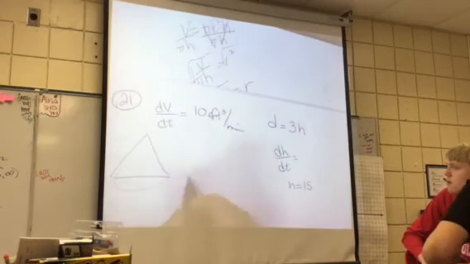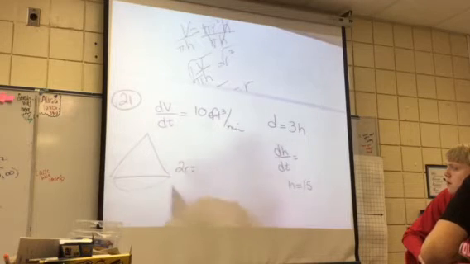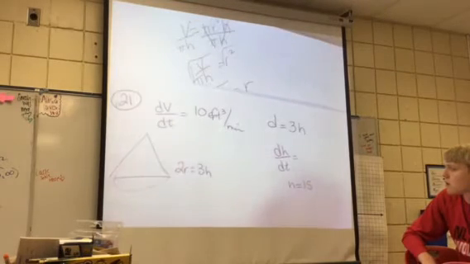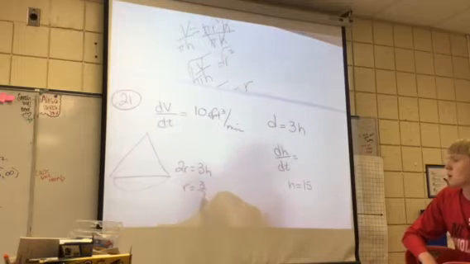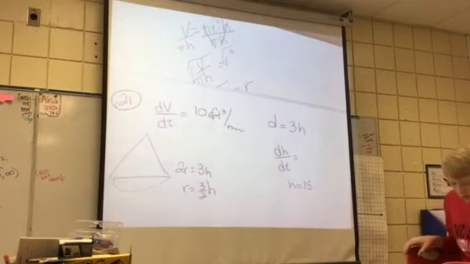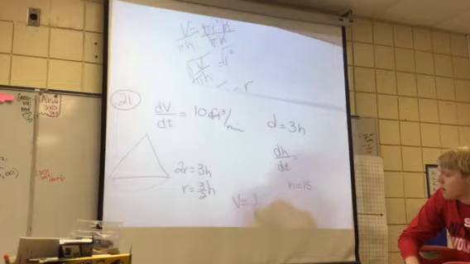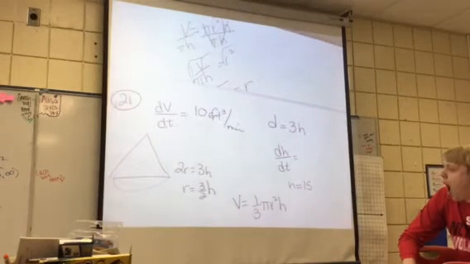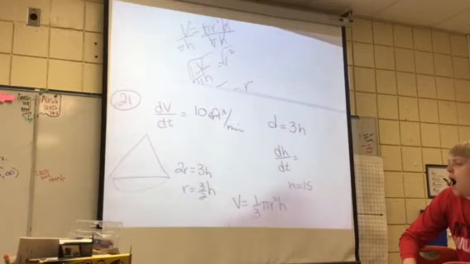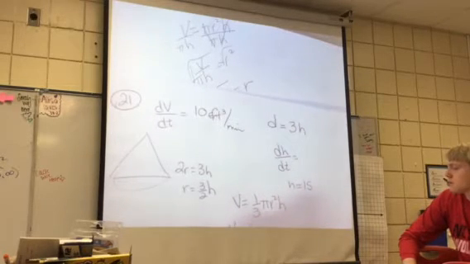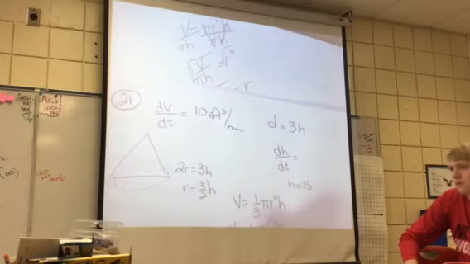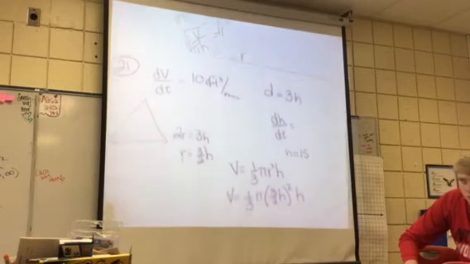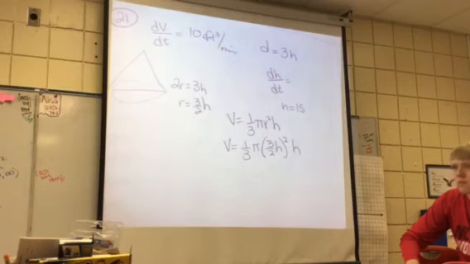So here's our cone. I'm going to rewrite the diameter as 2r equals 3h. So doesn't that mean the radius is always 3/2 of the height? So again, you're going to go with your volume formula, 1/3 pi r squared h. Change your r's over to the h's. Do you get 3/4 pi?